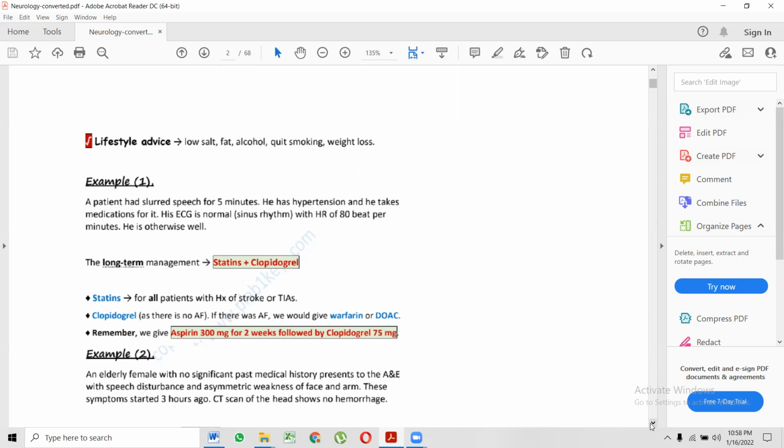Alteplase. Yes, as the symptoms started 3 hours ago, this patient is a candidate for alteplase.